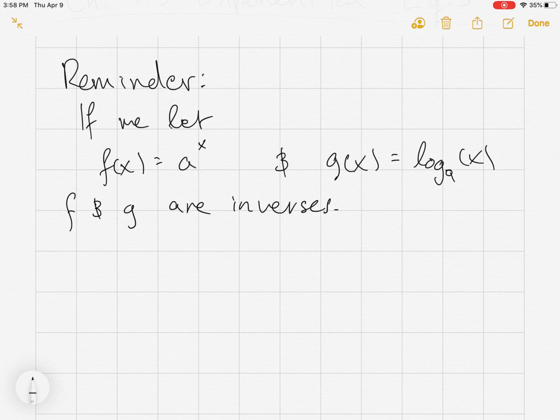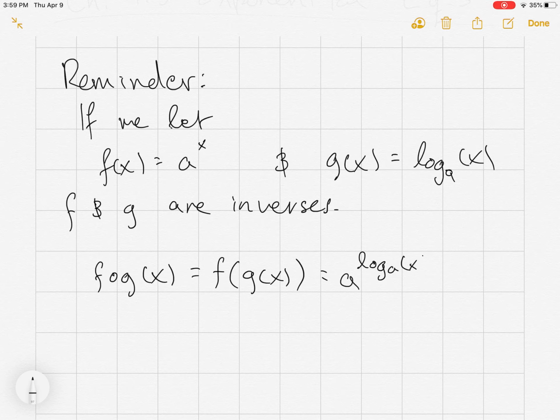We know that f of x is a one-to-one function, so there exists an inverse, and then we basically just defined log base a such that it is that inverse. But what this tells us, that f and g are inverses of each other, is that if we take f and compose it with g, which is just f with g of x as its argument, we're going to take that a to the x, but instead of the x, we're going to have g of x, which is log base a of x. This is going to be equal to just x.